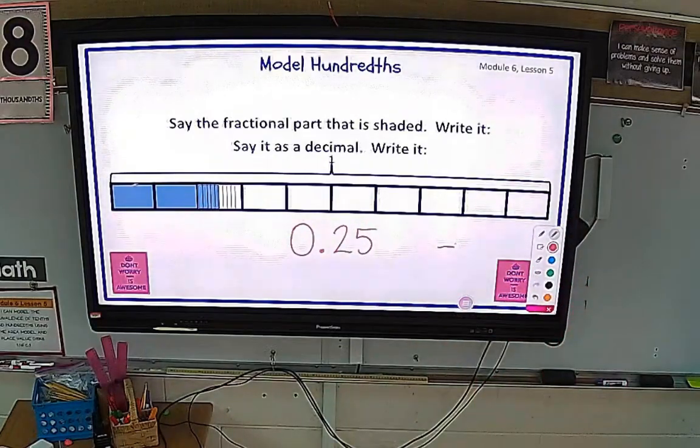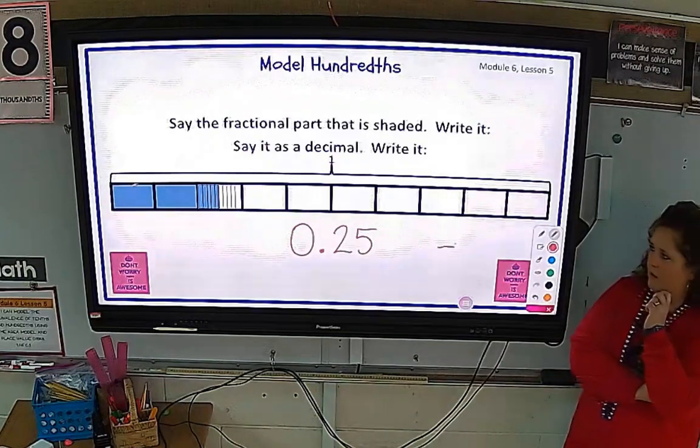Can anybody explain how that works? Yeah, go ahead. So, in this one, you have a 2 because there's two blocks shaded in there, and then there's 5 little ones shaded, and that's where you have the 5.